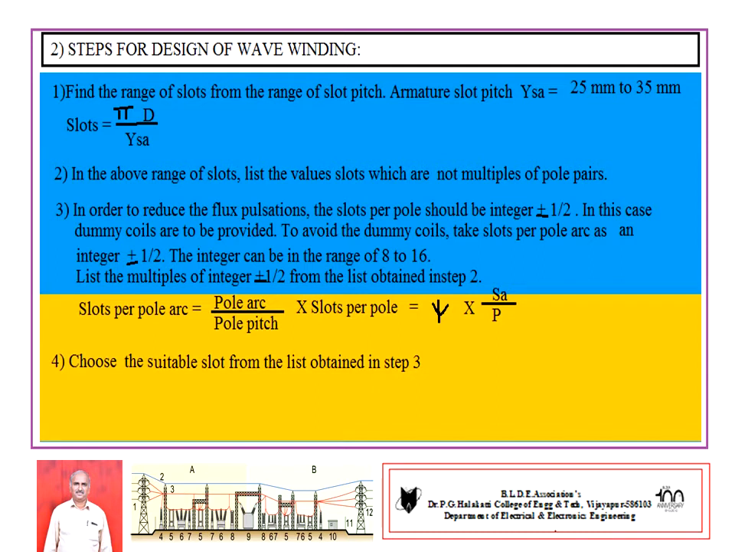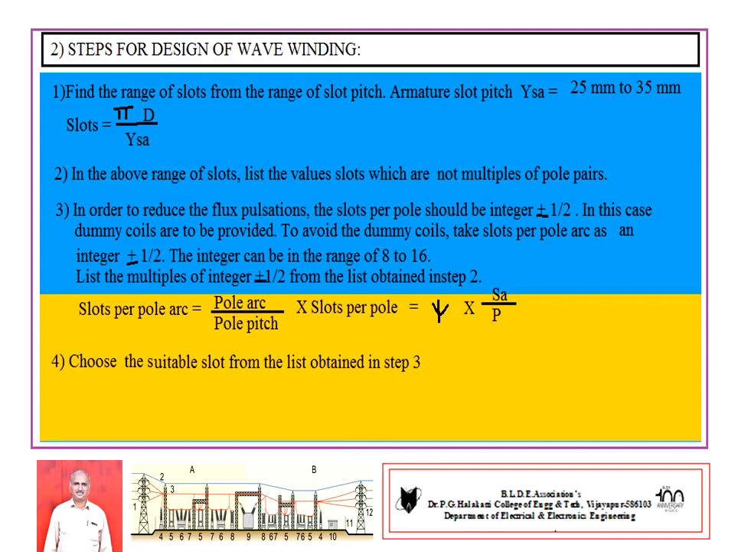Then similarly, the steps for design of wave winding. In the same procedure, calculate the total number of slots by using slot pitch YSS equal to pi D by S. In the above range of slots, list the values of slots which are not multiple of pole pairs.